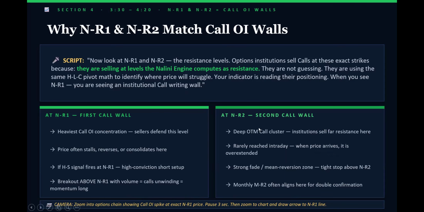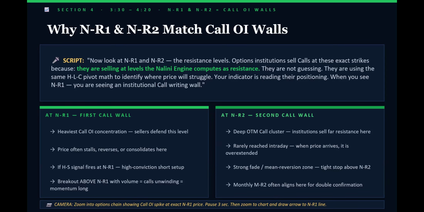These Nalini Precision R1, R2 match with the call walls, and you can take the screenshot. I'm not going to go into detail, I'm not going to say everything. This is not guessing. Actually, my indicator is recording their positioning. So what more do you want?